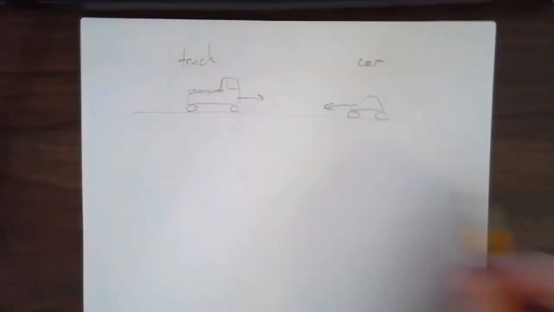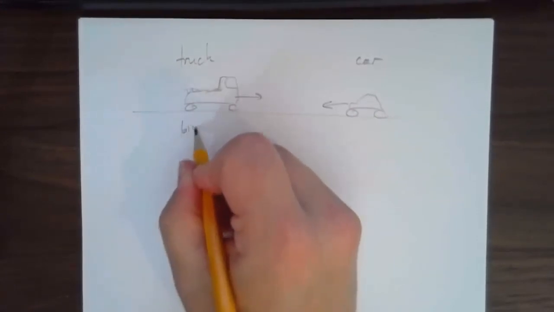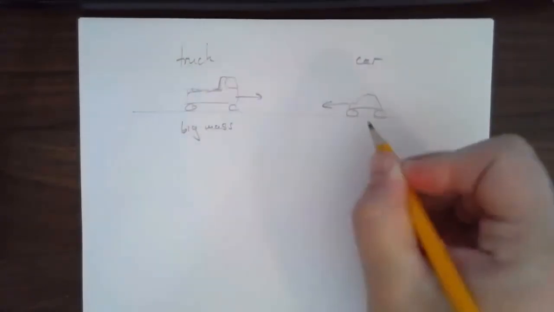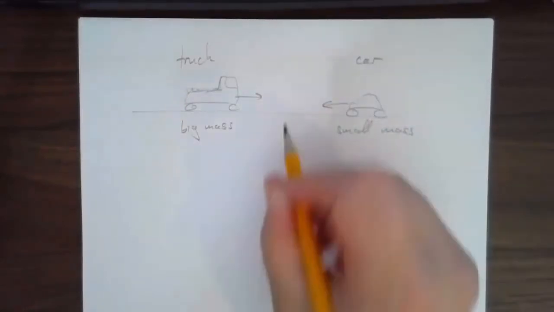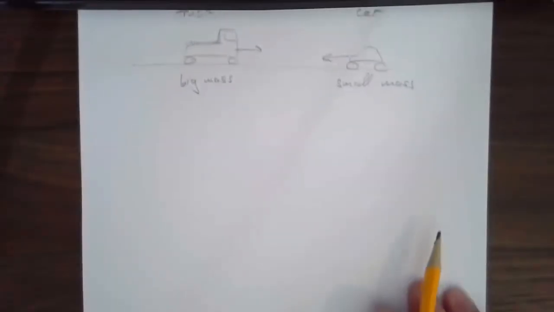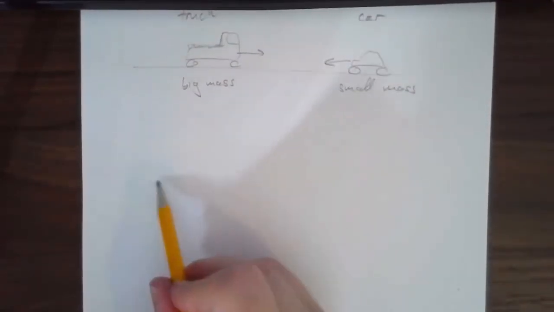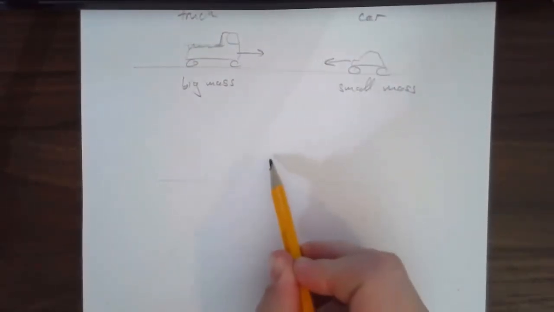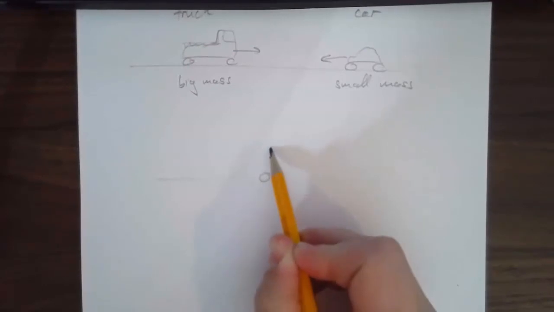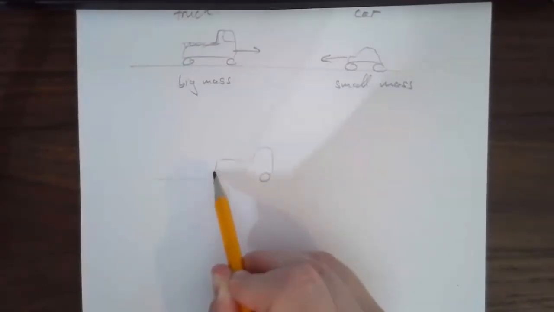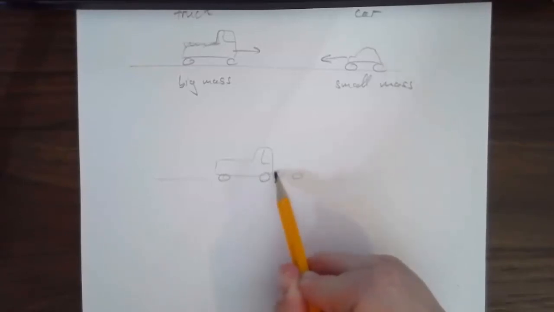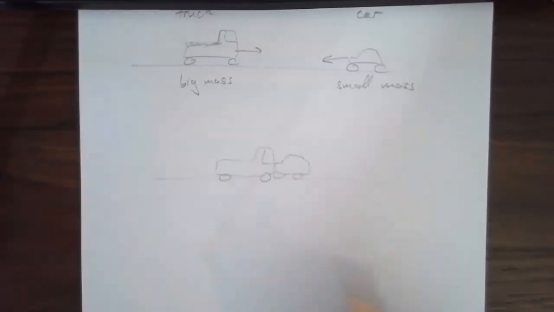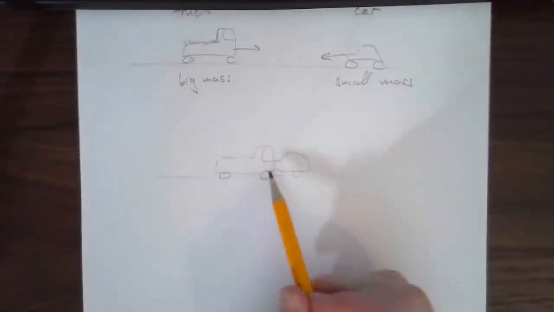So the truck has a big mass, at least compared to the car, which has a small mass. And now they keep going. Maybe they come in at equal speeds. So now they're going to crash. Here the truck is going to crash into the car. It's not looking very good, is it? So what's going to happen?